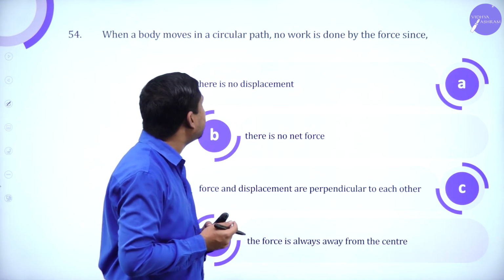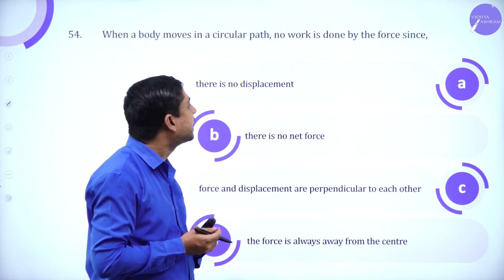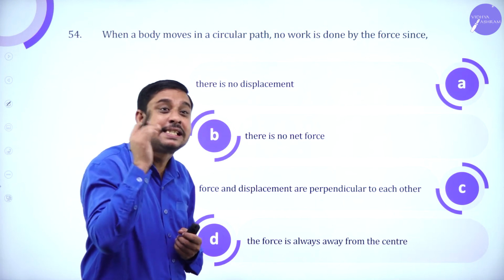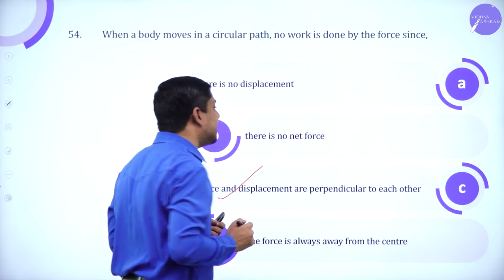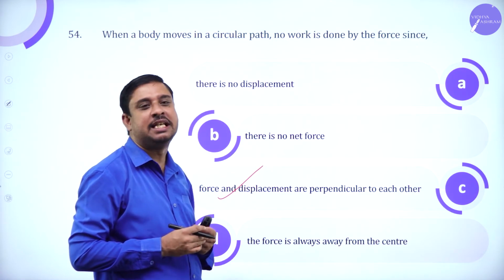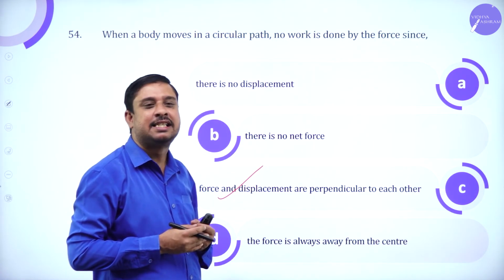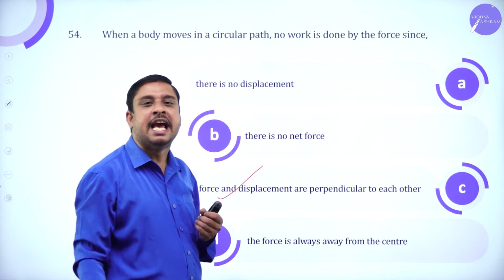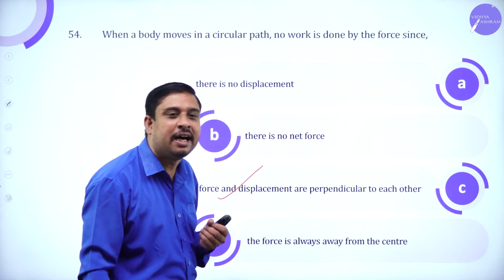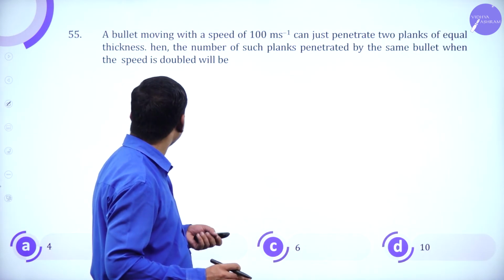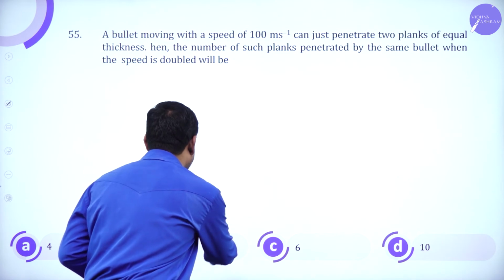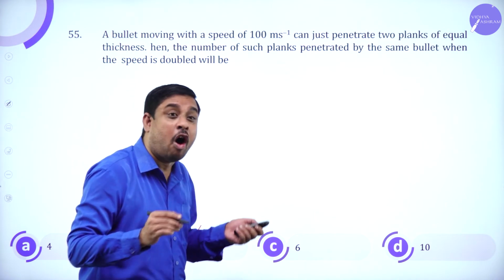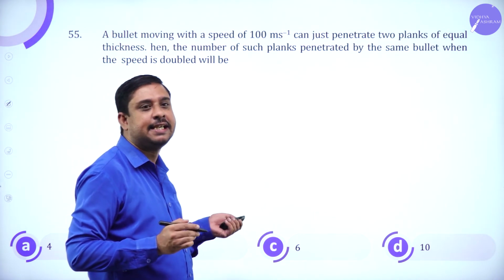When a body moves in a circular path, no work is done by the force. Why? Whenever a body moves in a circular path, force and displacement are perpendicular to each other. I have discussed this in the previous session. W is Fs cos theta. In a circular path F and S are perpendicular, so no work is done. This is again an assignment. 8 bullets will be the answer. Motion in one dimension will help you to solve this, or you can also use work energy theorem.